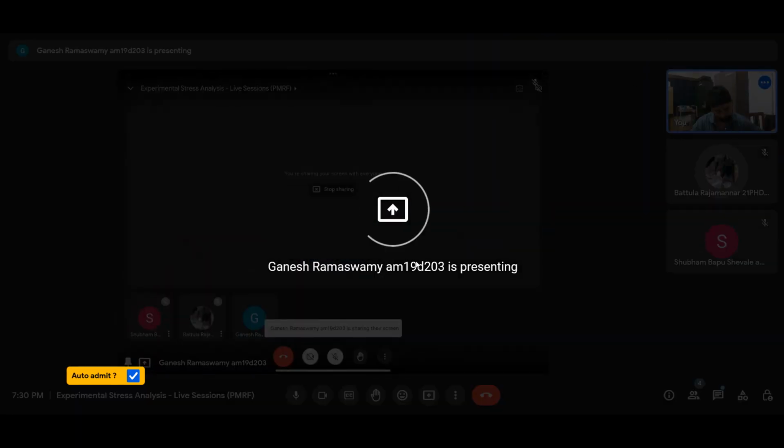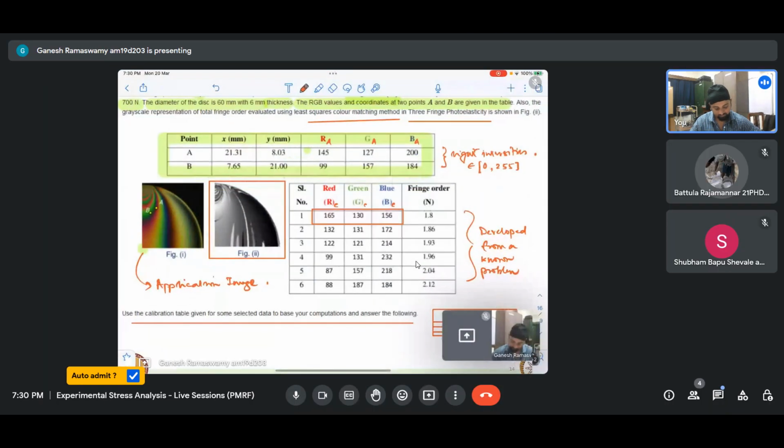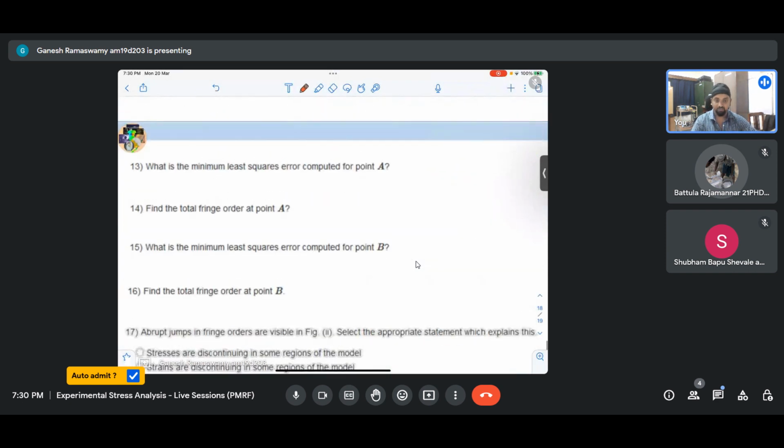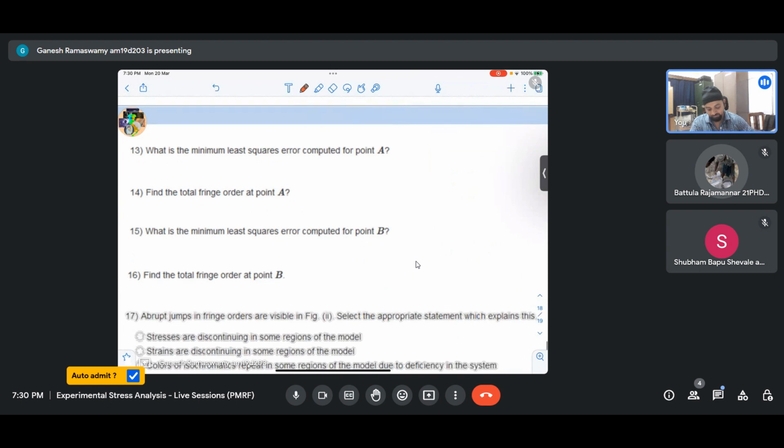Yeah, so let us look at the questions, what they are. So the first question says, what is the minimum least squares error computed at point A? So we saw this pertains to the third point.